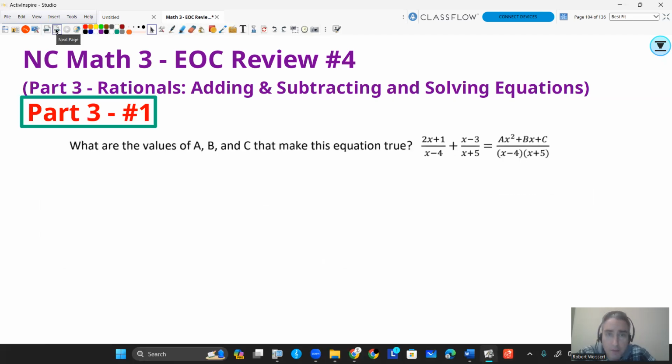First question, what are the values of A, B, and C that make this equation true? Now, this looks like an equation, but it really is just saying, hey, add those together and tell me what you get when you simplify it. So what I want to do is rewrite this. I'm going to write 2x plus 1.